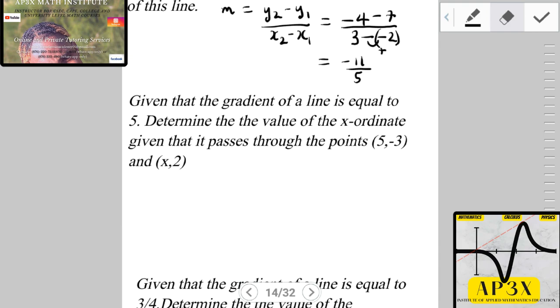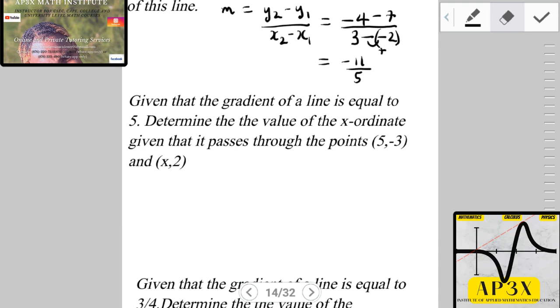So you're not necessarily going to always be asked to calculate the gradient, depending on the level of math you're doing. At the CSEC level, I've seen questions where you're not asked to calculate the gradient, but you're asked to calculate an ordinate value that is in one of your points.